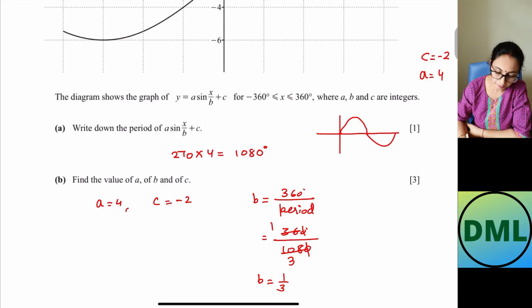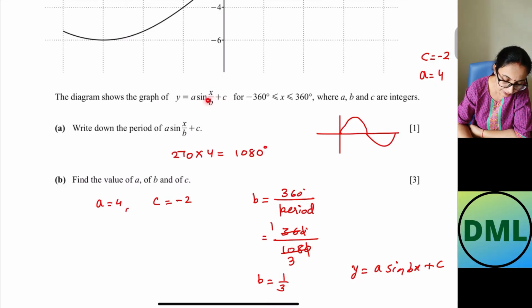Usually my given curve will be in the form of y is equal to a sine bx plus c, in which our B value is 1 by 3. But in our case, the question is written in this form: a sine x by b plus c. They need the value of b in the denominator. So if I see my answer, the value for b is 1 over 3. This is the answer for this type of graph whenever the b is written in the numerator.